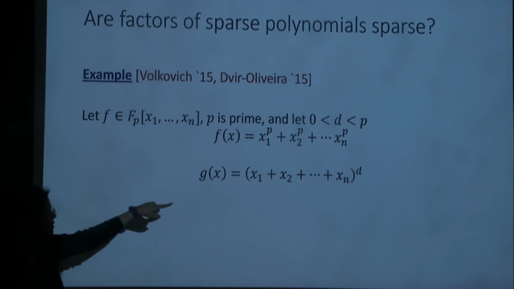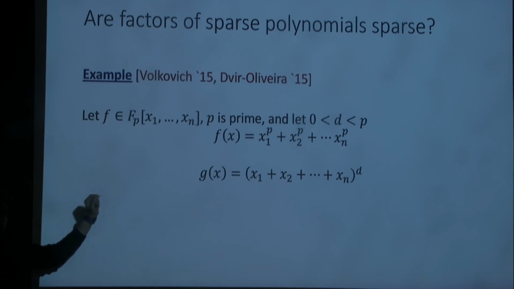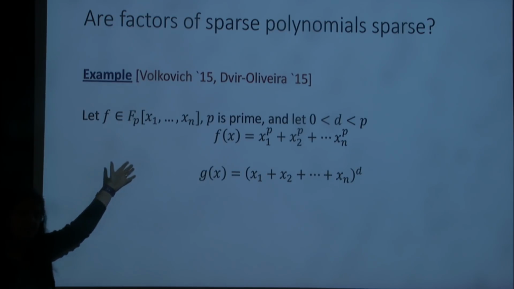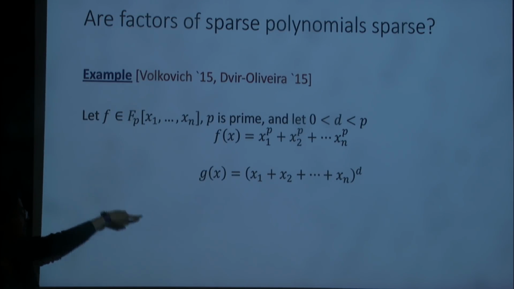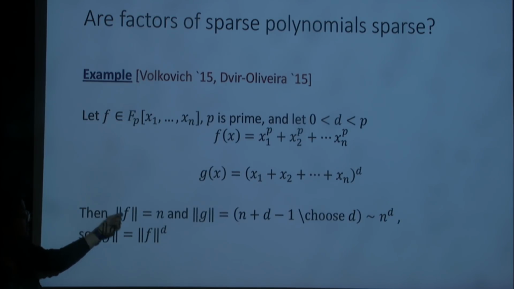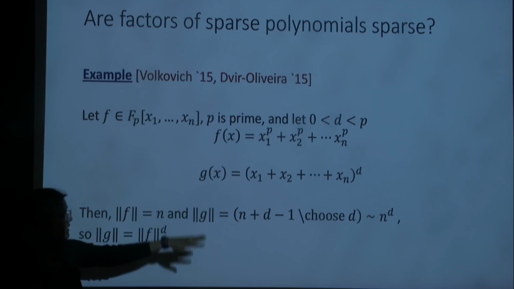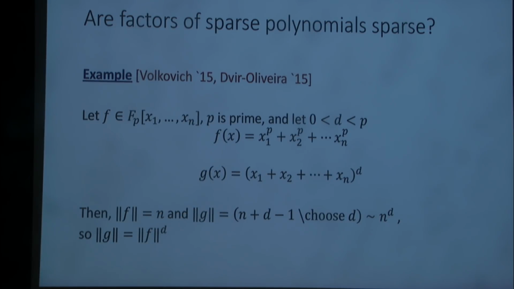But G is very dense, right? Because say pick d to be p minus 1, and this big simplification which happens in the case of f doesn't happen anymore here. The sparsity of f is n, and the sparsity of G is something like n to the d. d can be almost as large as p. Basically, n to the p. So instead of a log d blow up, you blow up by a factor of d. If d was polynomially large, this is an exponential blow up in the sparsity.